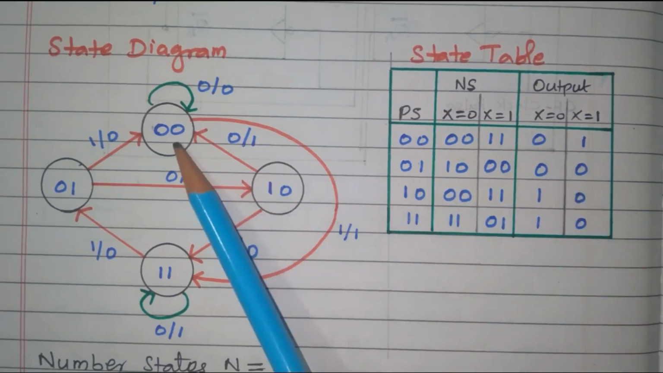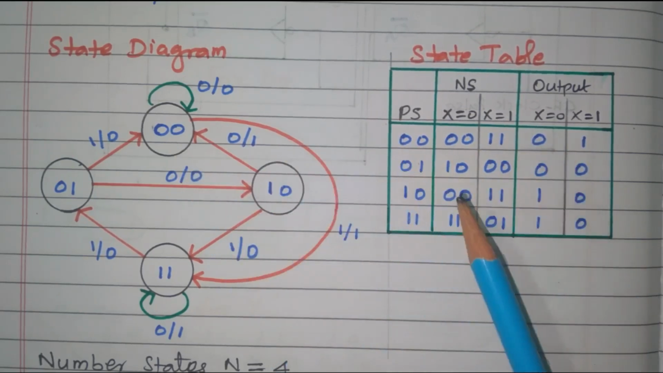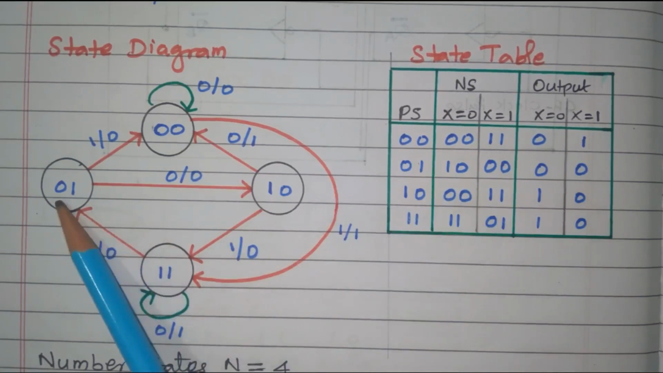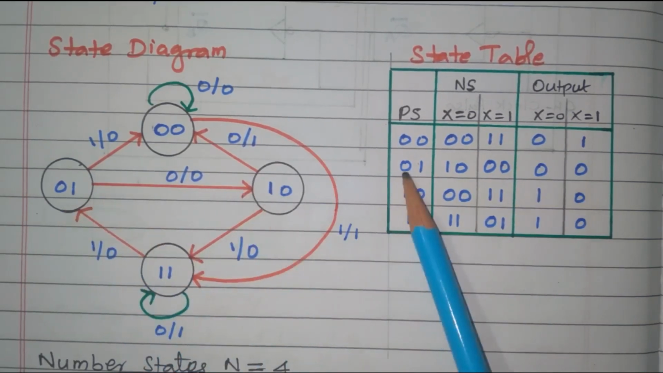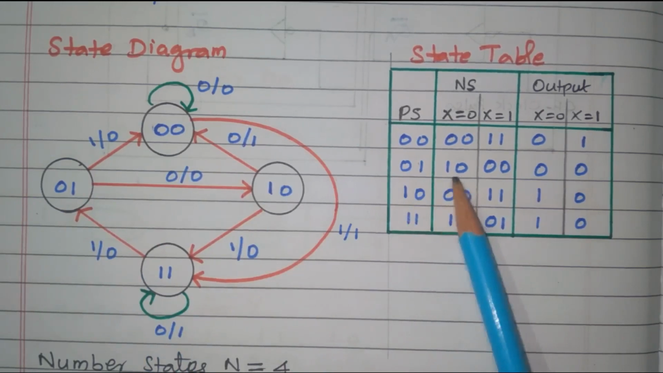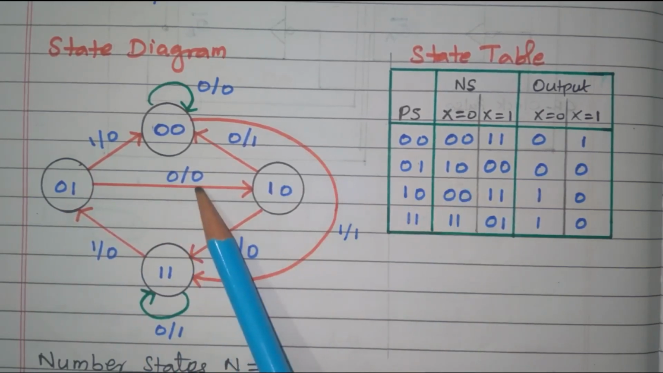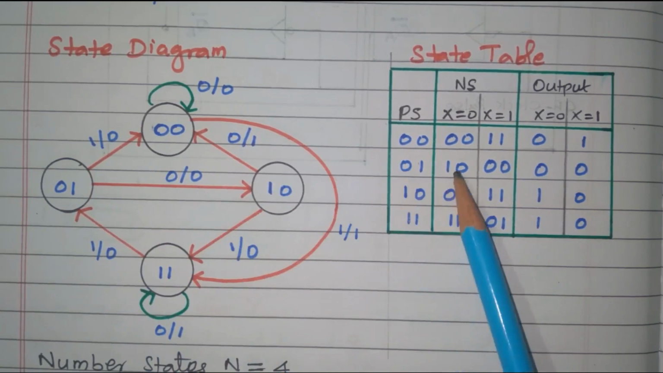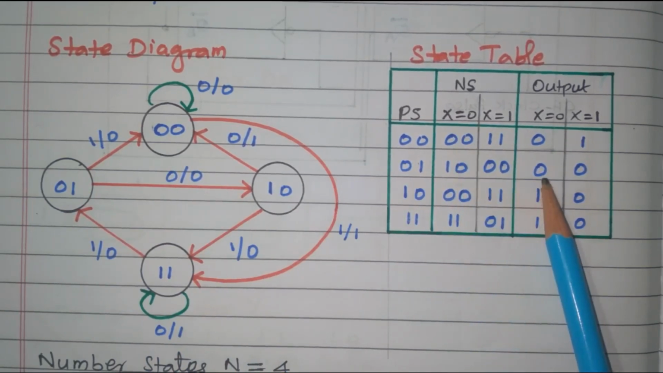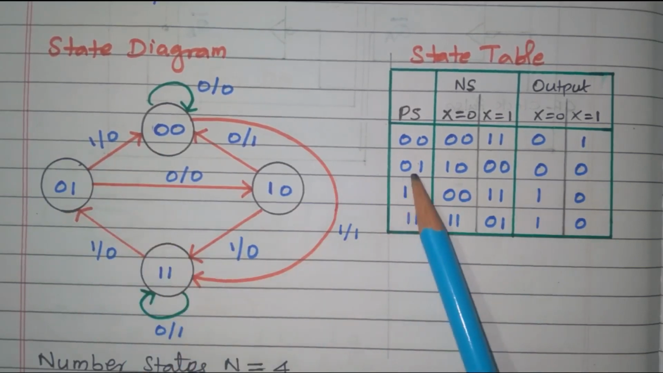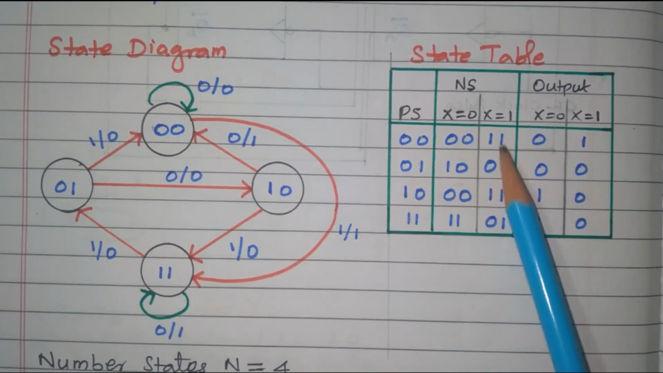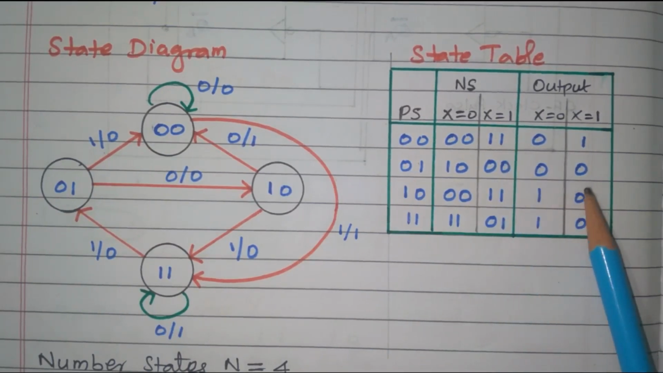Right. So from this state diagram we developed the state table. Next, we will take 01. This 01 goes to 10. For that, input is 0, output is also 0. 01 goes to 00. Input is 1, output is 0.